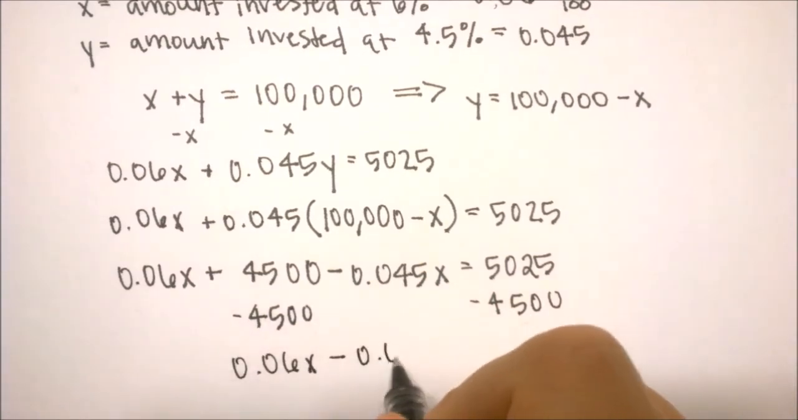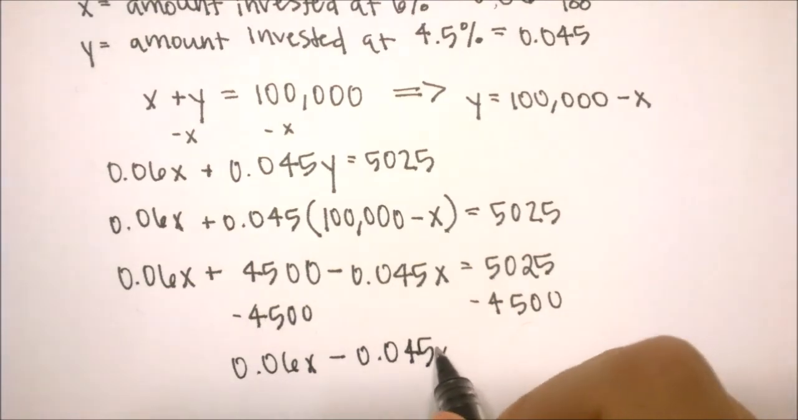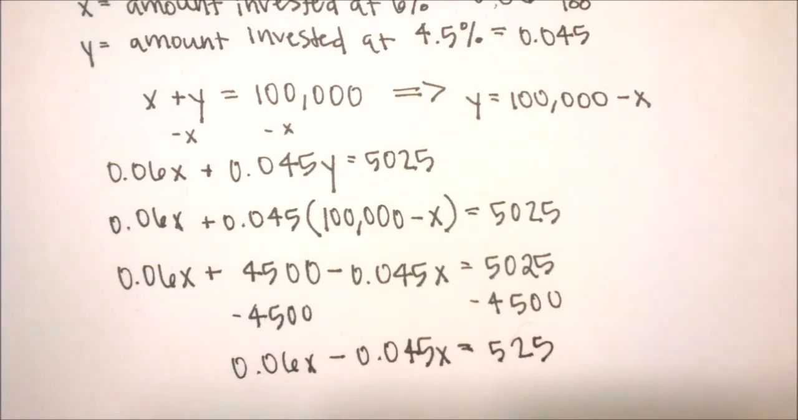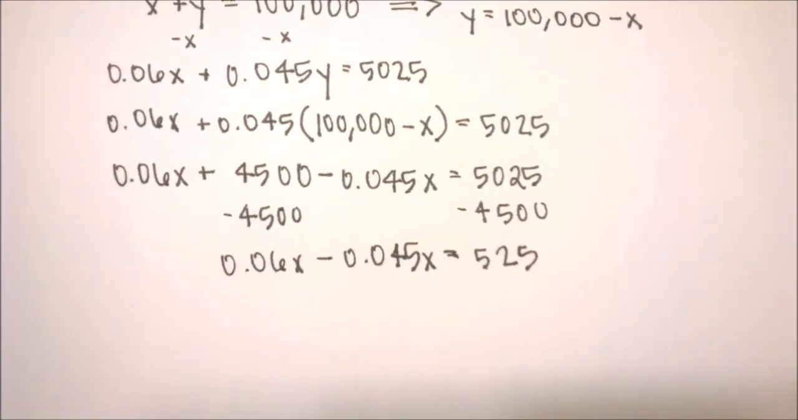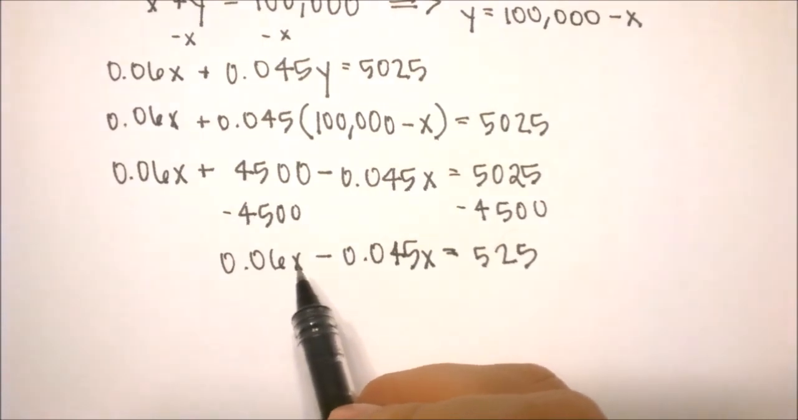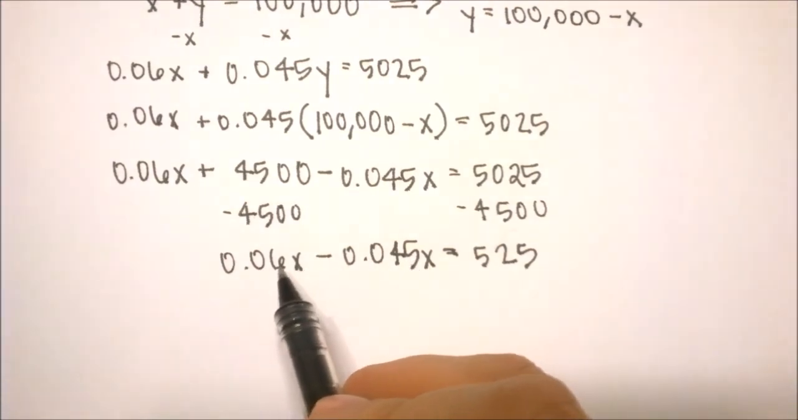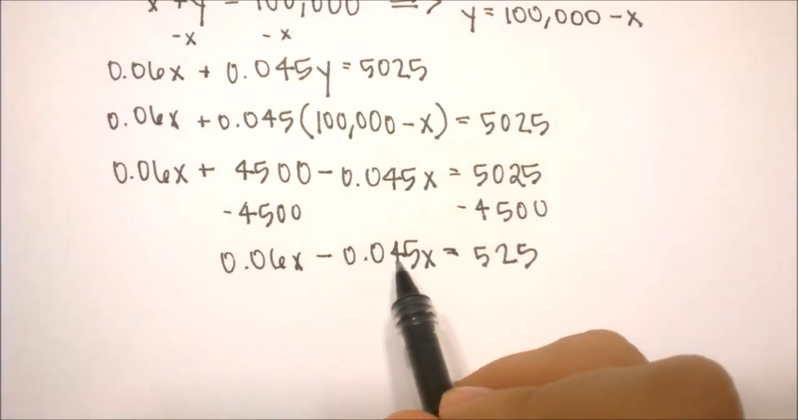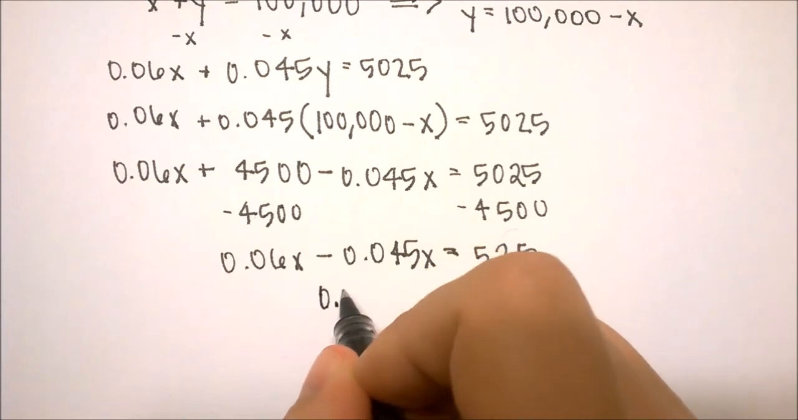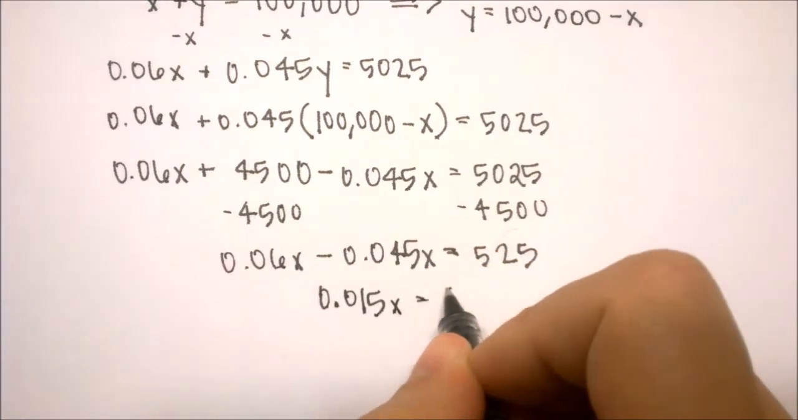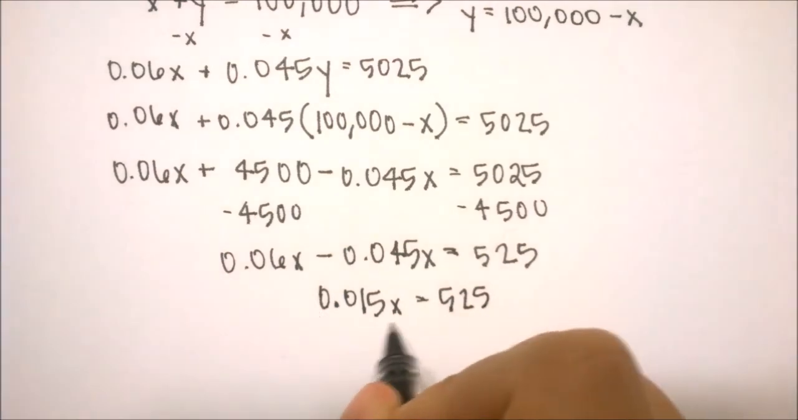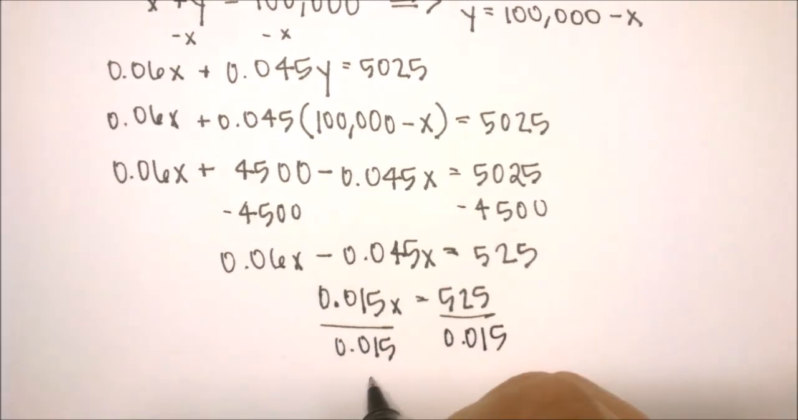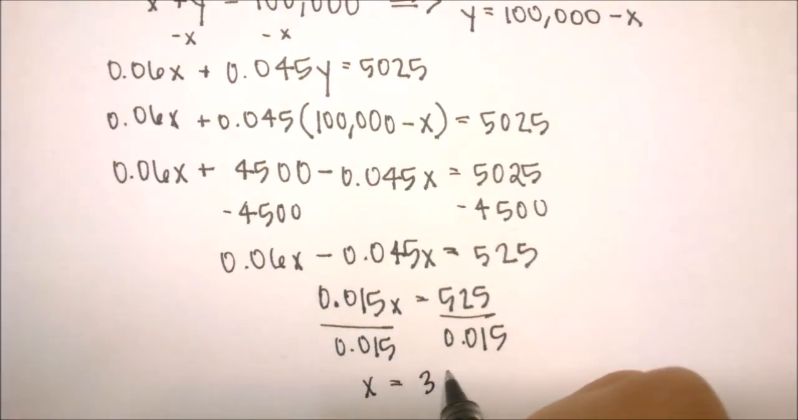0.06x minus 0.045x equals 525, right? And now these are both just x terms. So we have 0.06x minus 0.045x. So 0.06 minus 0.045, that's just 0.015x equals 525. And we just have to divide by 0.015 on each side to give us x equals 35,000.